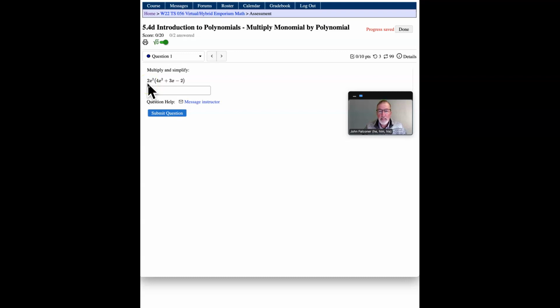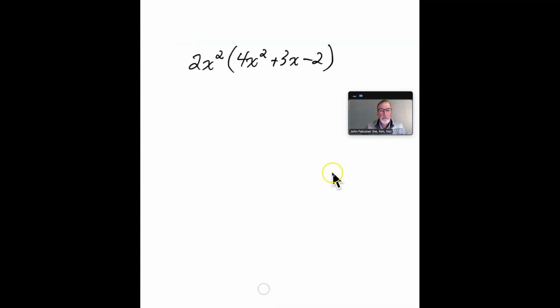So we're going to multiply, or distribute, this 2x squared over all of these values. And with multiplication, we don't have to have units match up. We just multiply every number by every number and then combine the results. So let's take a look at what this looks like on the tablet. 2x squared times 4x squared plus 3x minus 2.